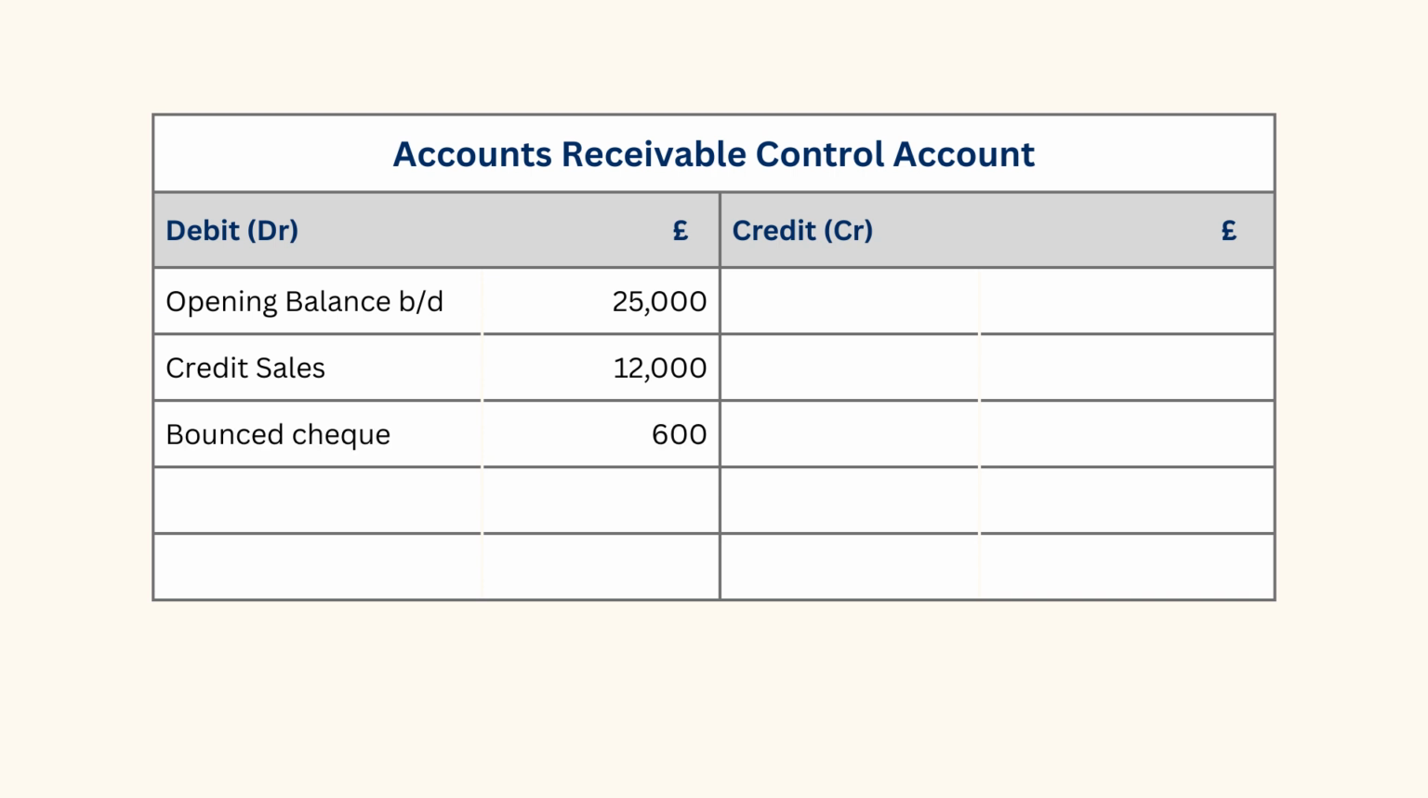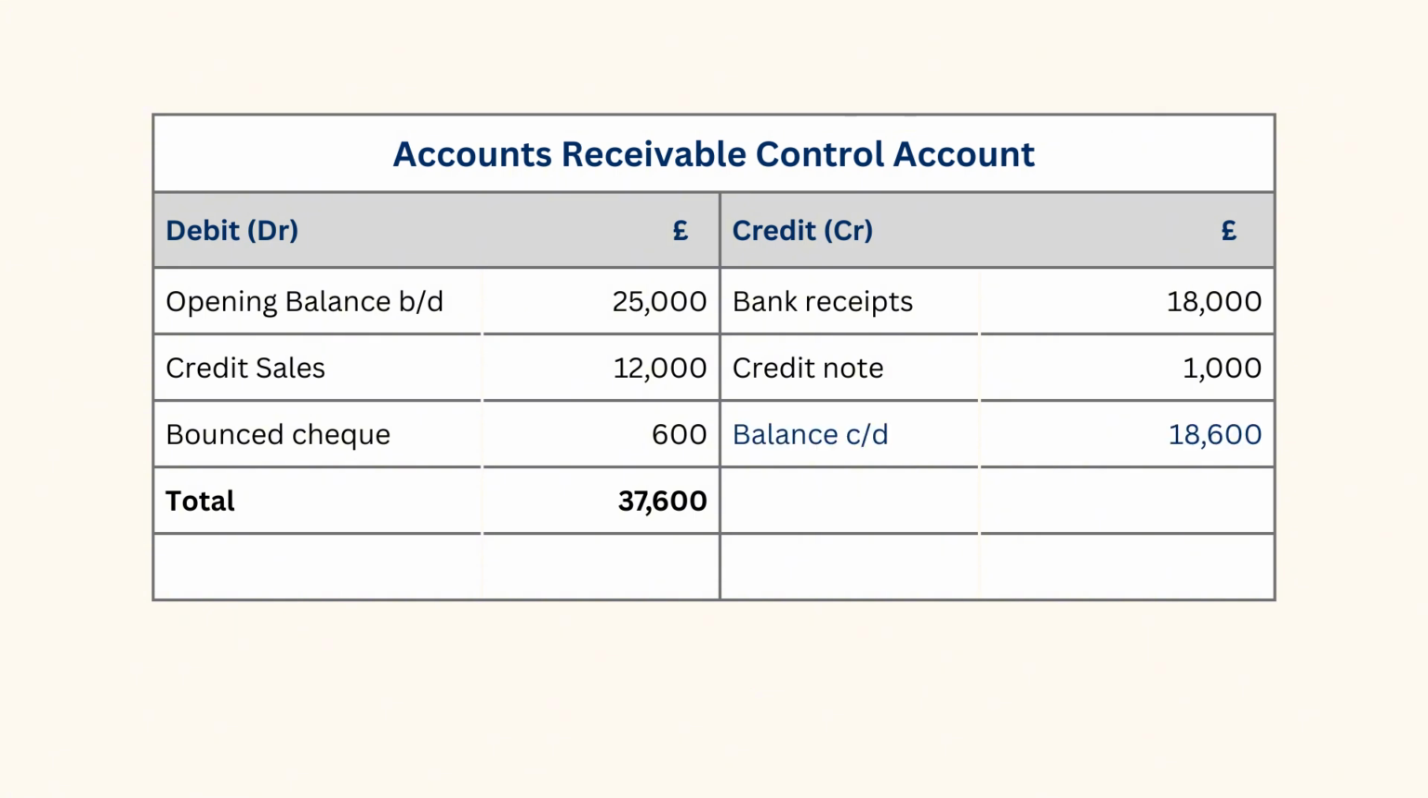A customer's cheque bounced for £600. That means the payment failed, so the customer still owes the money. Customers then made £18,000 of payments. These reduce the amount owed, so they go on the credit side. We issued a £1,000 credit note. This reduces a customer's balance, so that also goes on the credit side. The closing balance on the receivables control account is £18,600 debit. That means customers still owe the business at the end of the month.